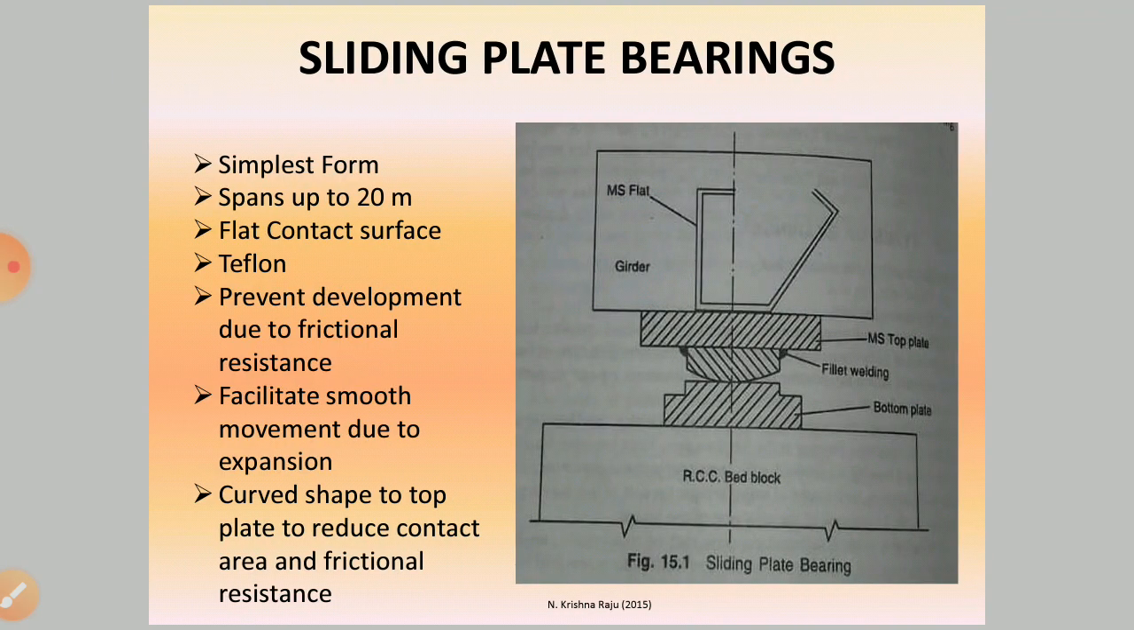First, the sliding plate bearing. It is the simplest form. For bridges having spans up to 20 meters, this type of bearing may be used. As seen in this image, they have a flat contact surface at the bottom and Teflon material is used. Teflon is a very good resistive material. It prevents the development of frictional resistance and facilitates smooth movement due to expansion.